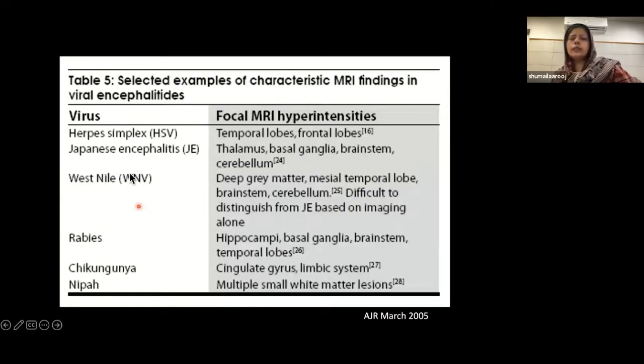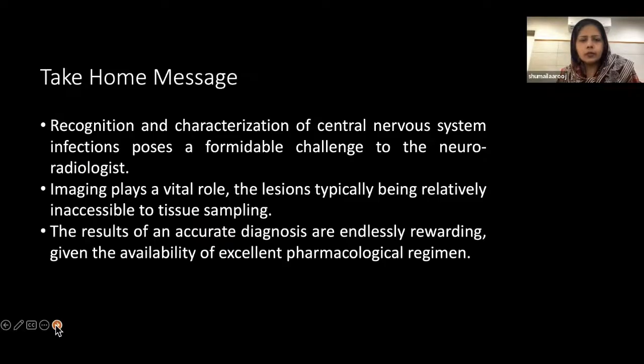So this is a table which shows MR findings in cases of different encephalitis. What are the typical areas of involvement in case of herpes simplex, in case of Japanese encephalitis, West Nile and viral encephalitis, rabies encephalitis. So if you want to keep this table with you, that is also very important.